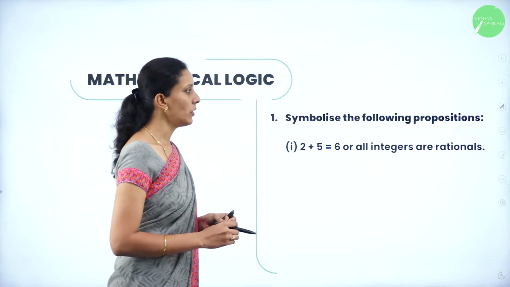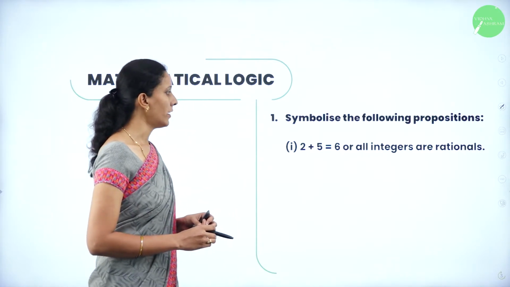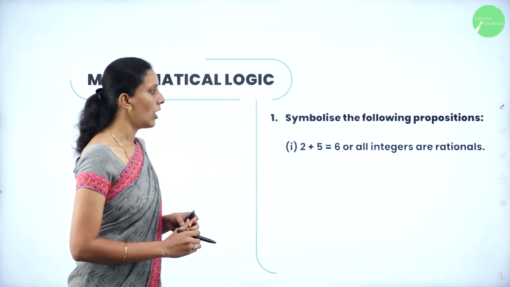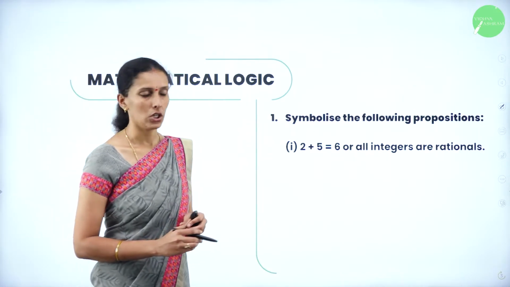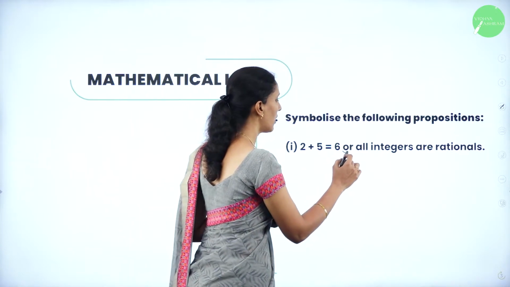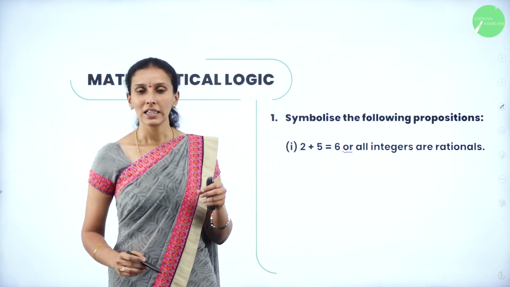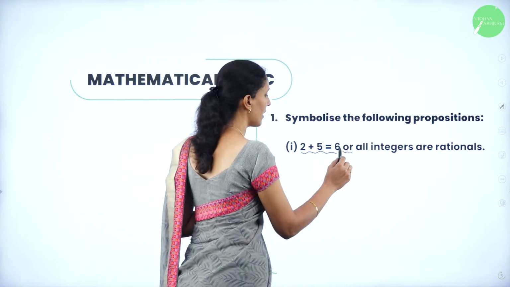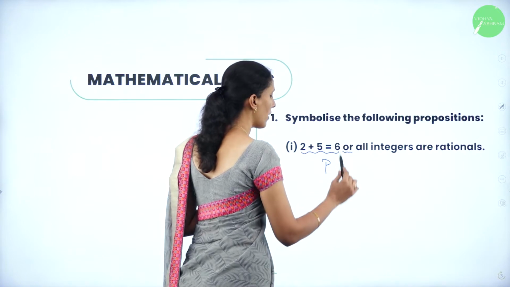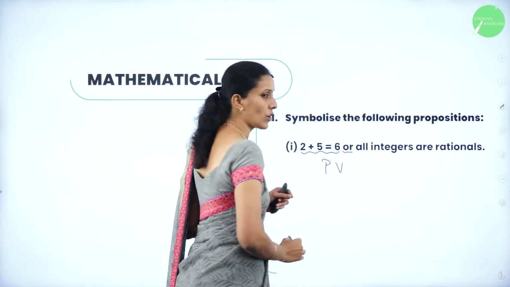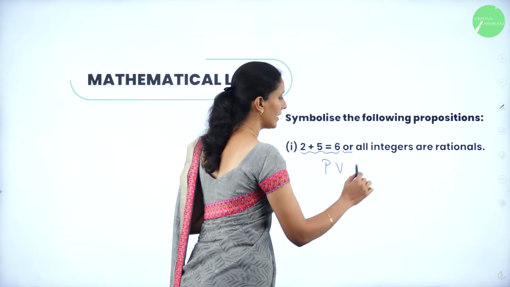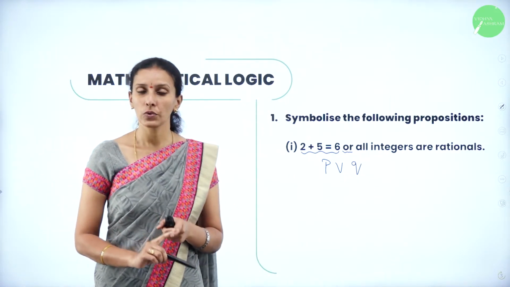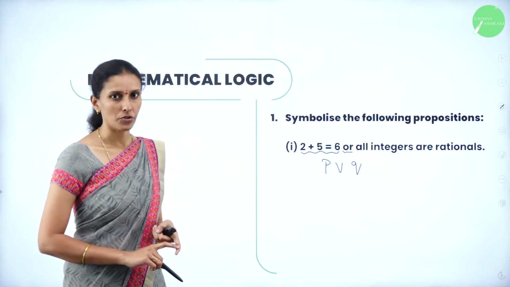Symbolize the following propositions. First one, 2 plus 5 is equal to 6, or all integers are rational. So whenever you come across the word or, it is nothing but disjunction. Therefore, we can take this statement as P, or as the disjunction symbol, and all integers are rational as Q. So this is how we can symbolize using mathematical logic.